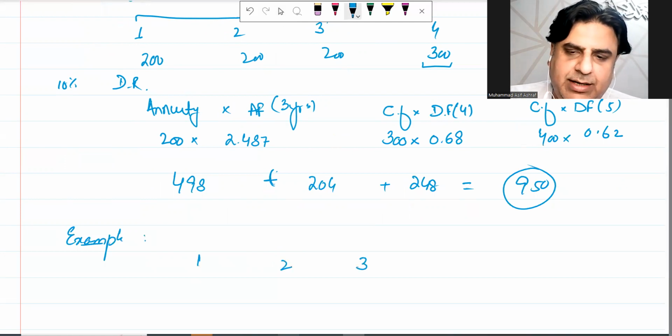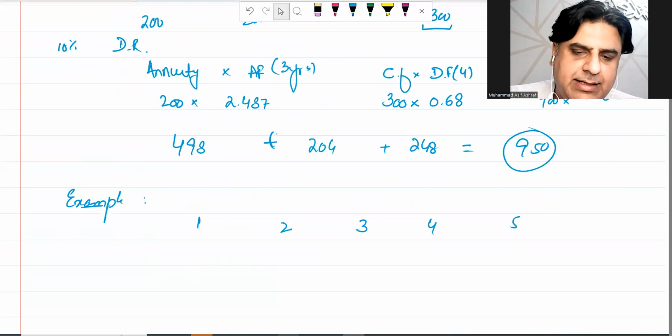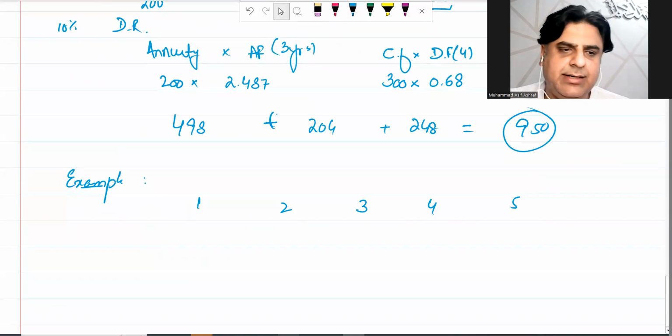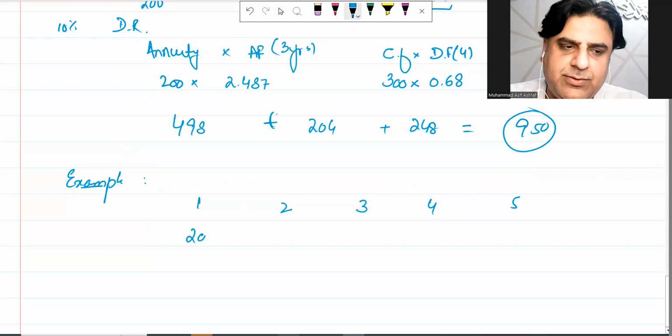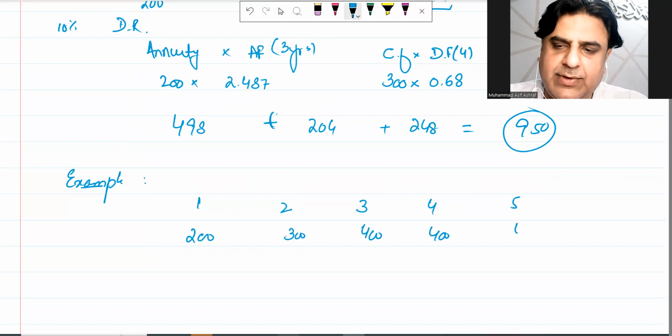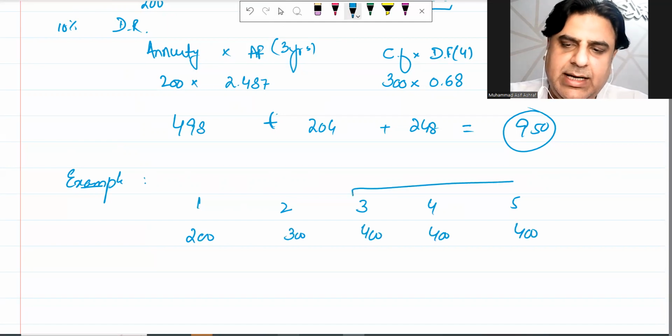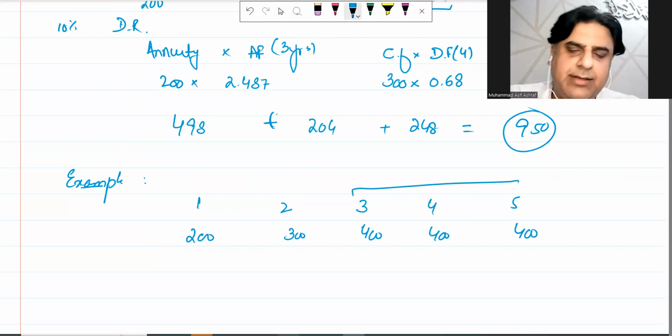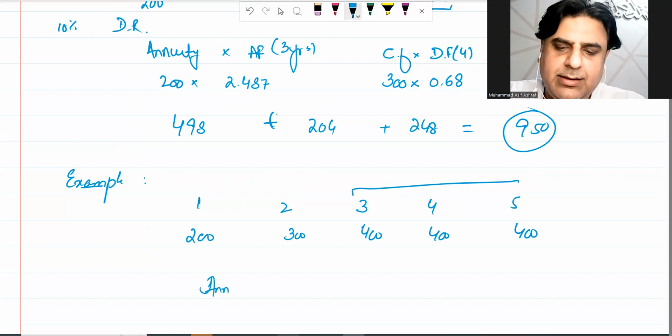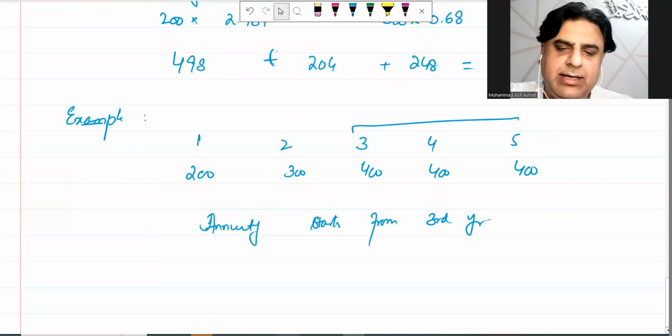Another example. Years 1, 2, 3, 4, 5. In the first year, we have cash flows of 200, 300, 400, 400, 400. Now here you see the annuity starts from the third year. So this is called a delayed annuity.